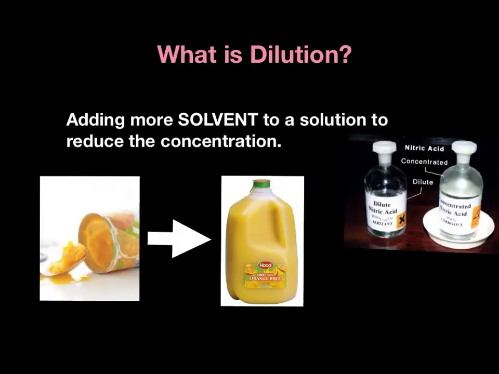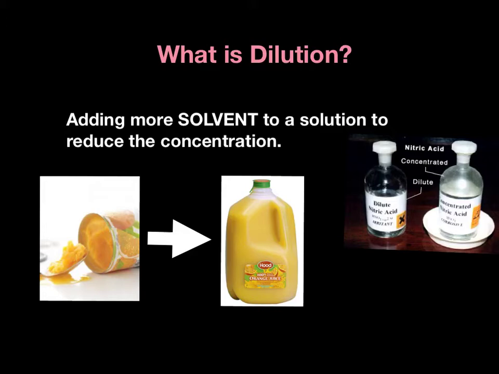Dilution is when we add more solvent to a solution to reduce the concentration. If you look at this picture, this is concentrated orange juice that you would buy in the frozen food aisle at a grocery store. So you add water to that, and then you get the orange juice the way we would drink it. This orange juice is from concentrate, it says right on the label. So that means that it was actually made from something like this, a concentrated orange juice, and you diluted it down.